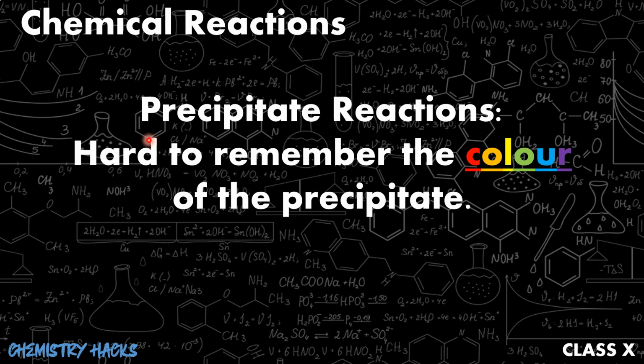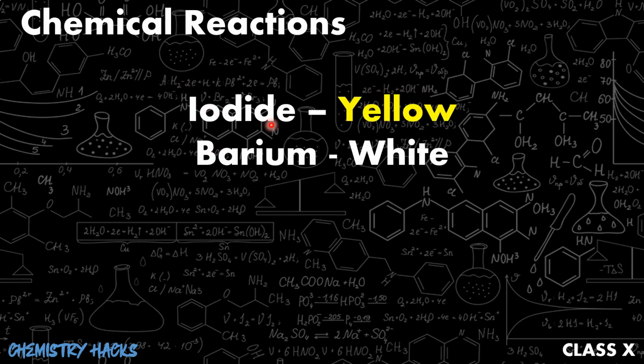Okay, so the first hack is, one of the challenges in chemistry, especially in the first chapter, is that it's hard to remember the color of the precipitate that's formed in precipitation reactions or double displacement reactions. The easy way to determine the color is this: any compound that contains iodide would create a yellow precipitate, and any compound that contains barium would create a white precipitate. In the textbook or even in the exam, you'll only get questions on double displacement reactions that contain these elements. So you need to know that it's either going to be yellow or white.